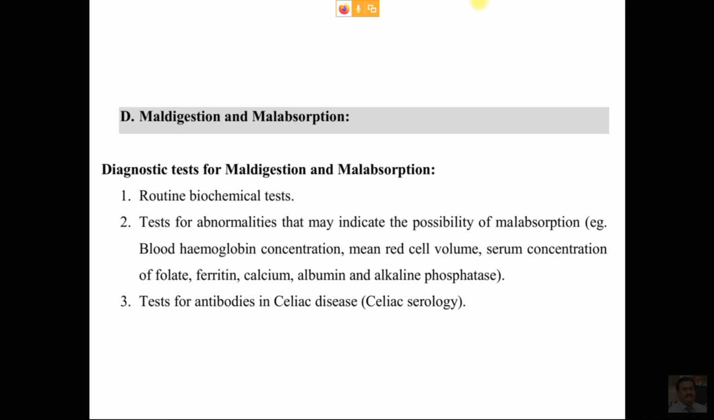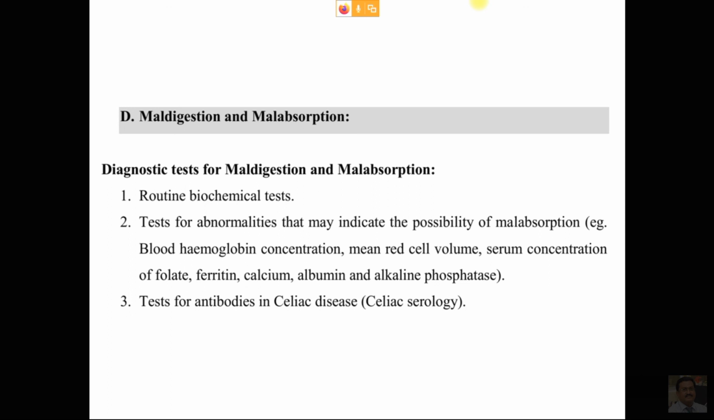And mean red cell volume, if the red cells are very less, that may be the indication of maldigestion and malabsorption. And the serum concentration of folate, the folic acid, is very important for normal metabolism. And the ferritin, the carrier of heme, and the calcium ion, and albumin and alkaline phosphatase. These are all the vital parameters needed for the normal functioning of the body. And if all these components are very less, that indicates the severity of maldigestion and malabsorption.